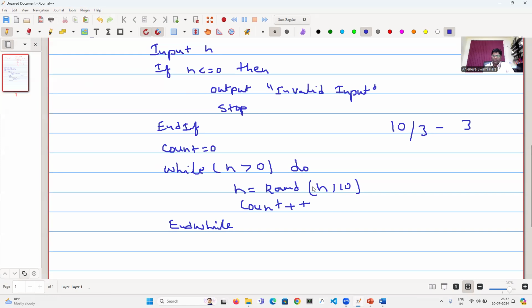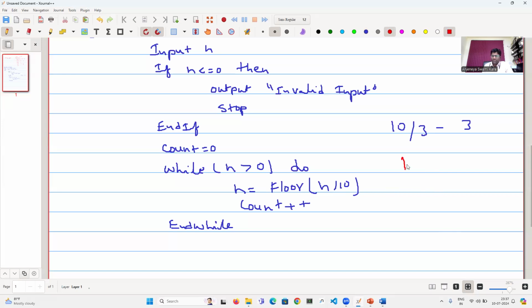No, it's not rounded. I think it should be floor of n by 10. Okay, floor of n by 10. So count plus plus. So see what is happening?